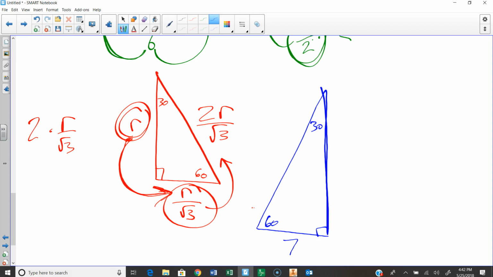So if I have the smallest side, the first thing I remember is the hypotenuse is going to be double that. So that's going to make this 14. And to go from the small side to the longer of the legs, it's going to be times the square root of 3. That's the factor I remembered. So it's going to be 7 times the square root of 3. And I'm done.